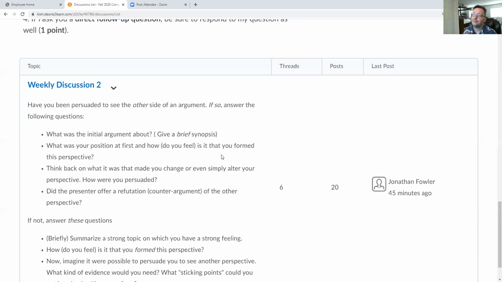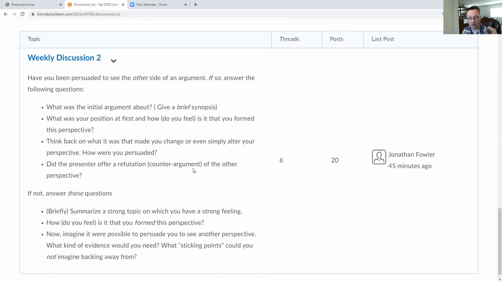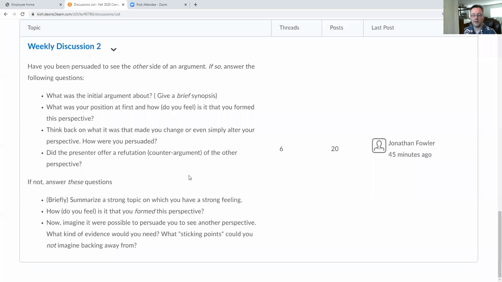Now, there may be a chance that you've never experienced this, or you've never been convinced to take up another perspective. If not, I have an alternate set of questions for you to consider. Summarize the topic briefly again, but then ask, how do you feel you formed that perspective? And then imagine it were possible for you to be persuaded. What kind of evidence would be necessary to sell you on that concept? And what sticking points could you not imagine backing away from, no matter what that other person had tried to convince you of?